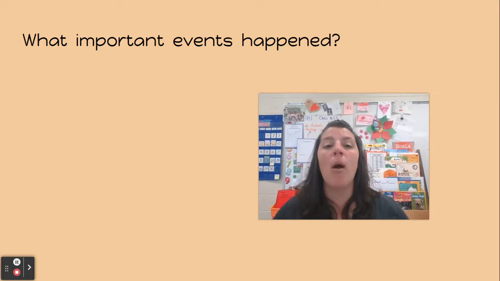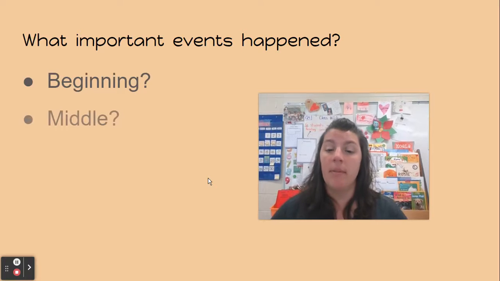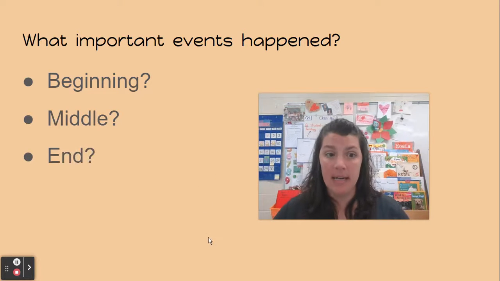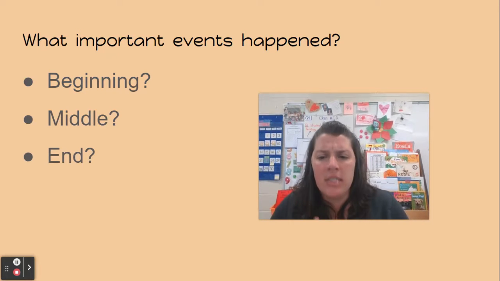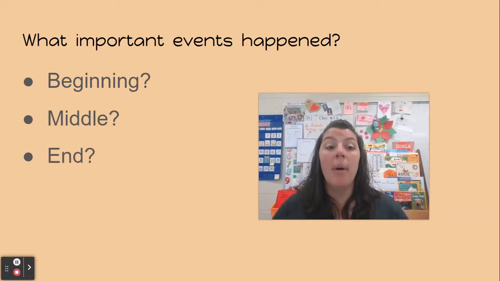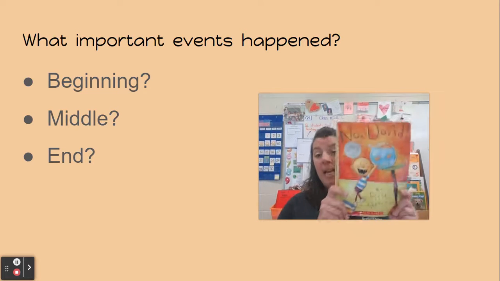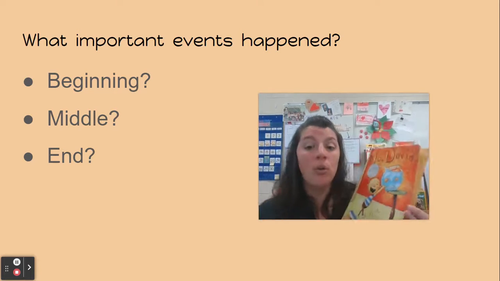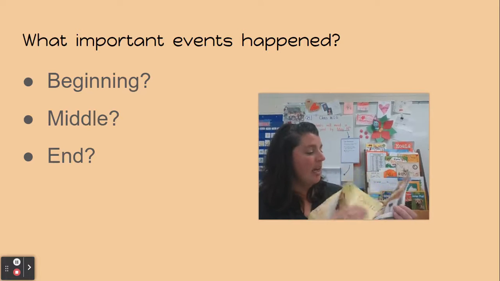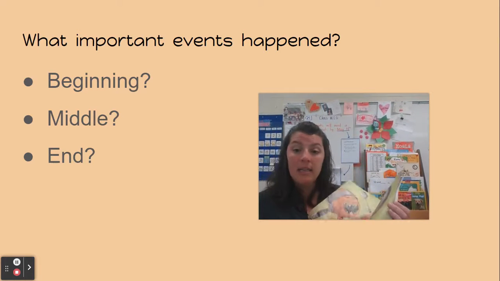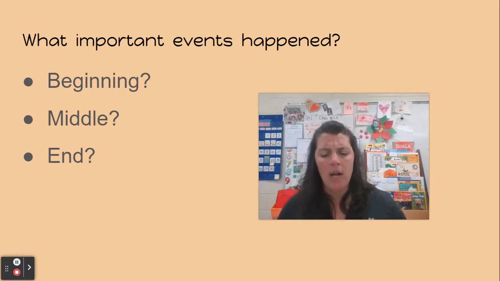That means we're going to think about what happened in the beginning, the middle, and the end. Now, that doesn't mean I'm going to tell you every single tiny little detail, but I want to think about the most important things in each part of the story. I'm going to use my same story. If I told you every single thing that happened in this book, it might take me a while. So I'm going to think about the most important parts.